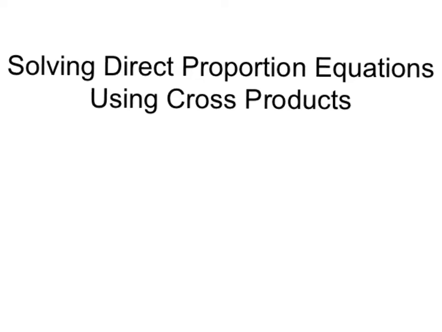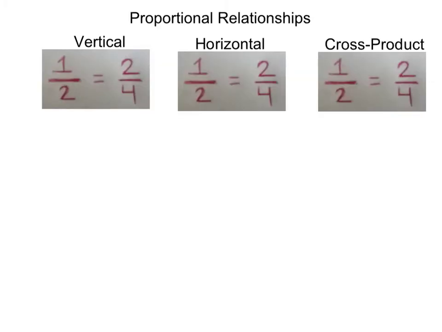Right, we are going to be solving direct proportion equations using cross products. Before we talk about how to solve our proportions, I want to talk about the different types of relationships that our proportions have. The first is the vertical relationship, the relationship that the numerator has with the denominator.